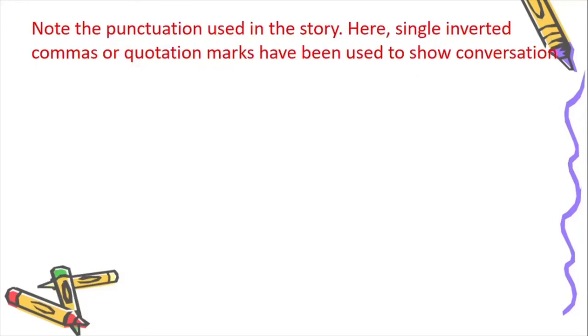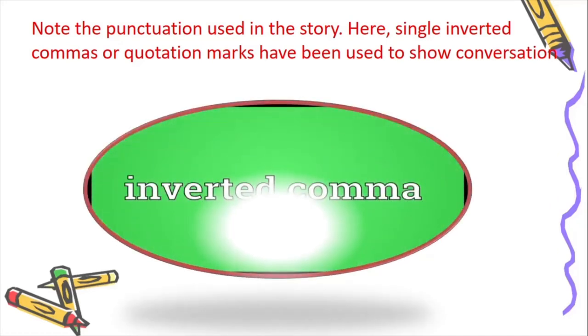Let us look at the punctuation mark that we have to learn in this particular lesson. We have to talk about inverted commas or quotation marks. Inverted commas could be single, we can call it a single inverted comma, or a double inverted comma. But when we say quotation marks, it means a double inverted comma. So inverted commas can be single or double. Let us try to understand what the meaning of inverted commas is, when we use them, and what are the examples where they are used.